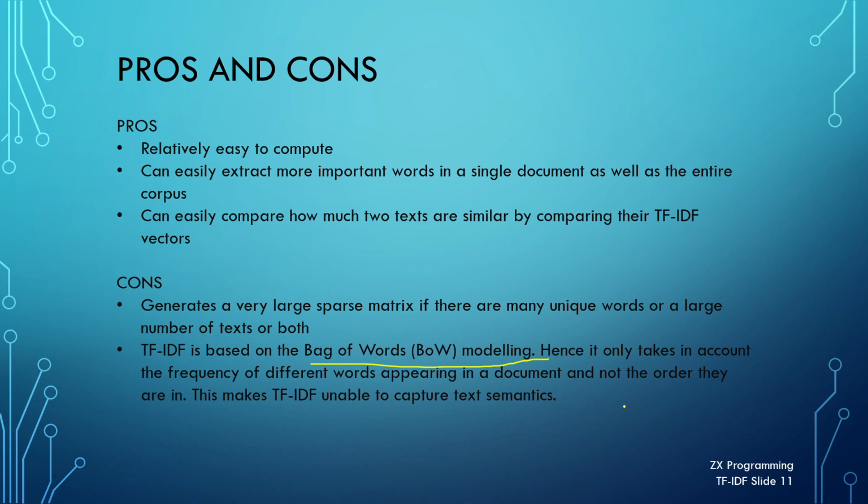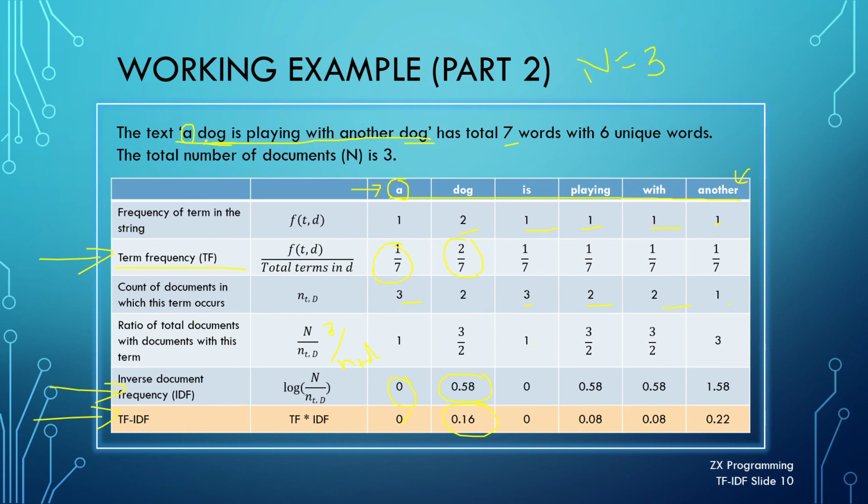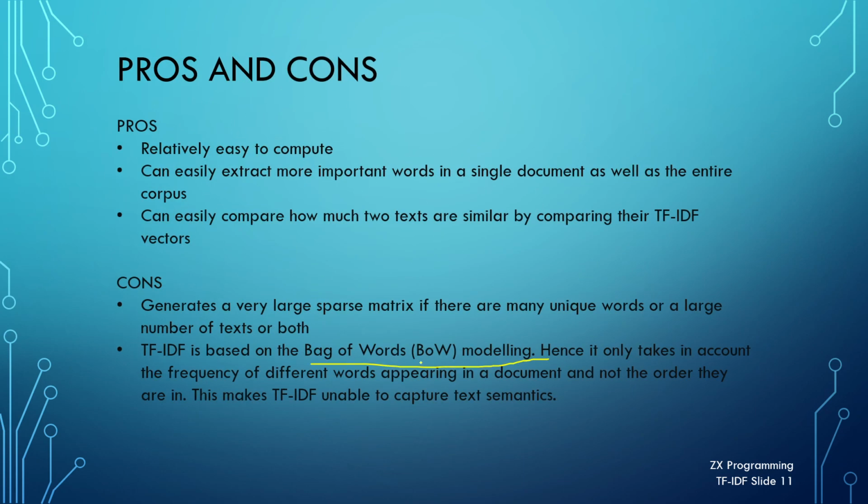This means that TF-IDF cannot capture text semantics. For example, in this text, this dog is playing with another dog. These two dogs semantically refer to two different animals. This is one dog, which is the subject of the sentence. This is another dog that the subject is playing with. However, in this TF-IDF, we have only one column which treats both of these dogs as the same. Hence, it is not possible to do advanced natural language processing just using TF-IDF.